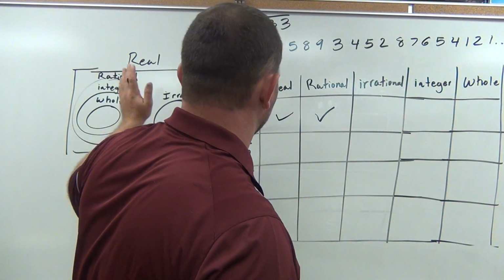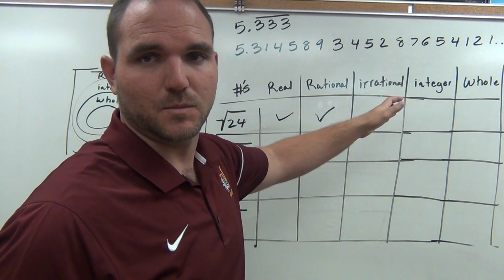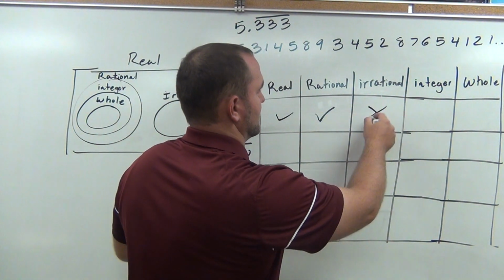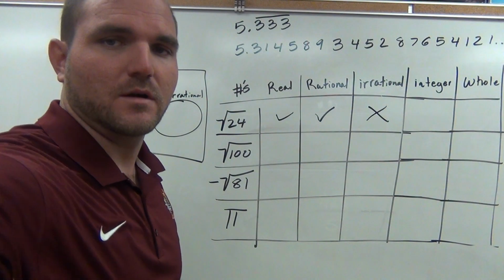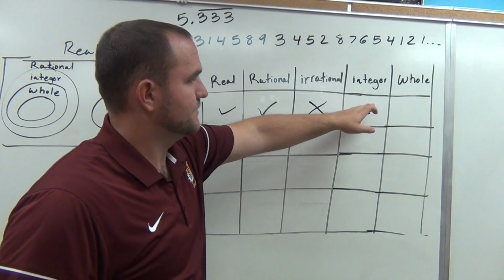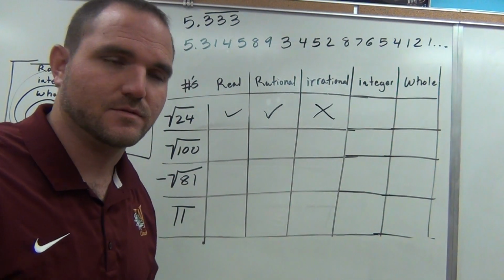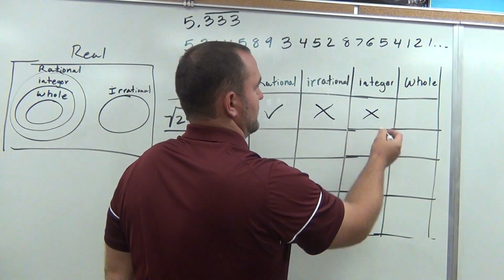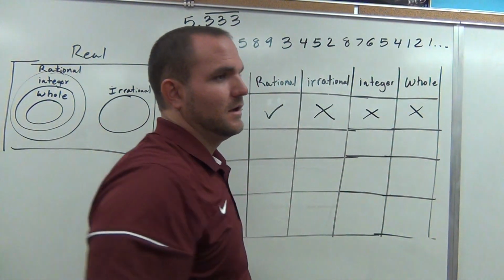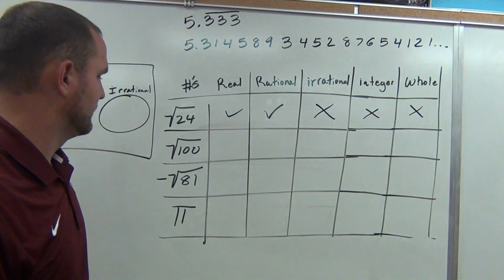And rational numbers do not overlap with irrational numbers, so it is not an irrational number. We know that integers, looking back at this thing here, don't have decimals. There are no fractions, no decimals, so not that one. And whole numbers are just 0, 1, 2, 3, 4. So no in that one as well.